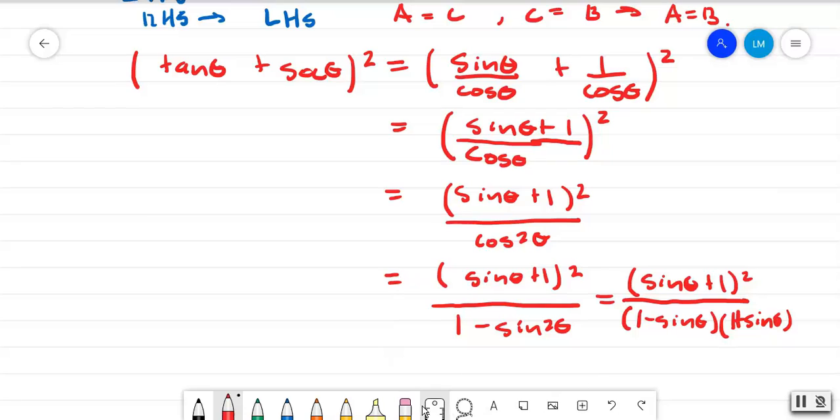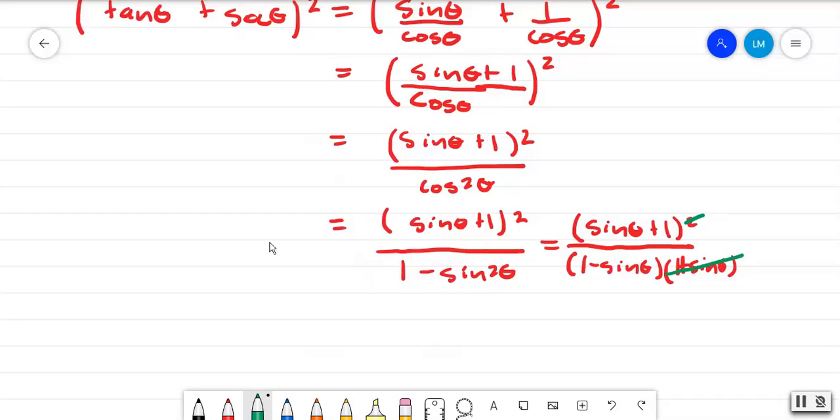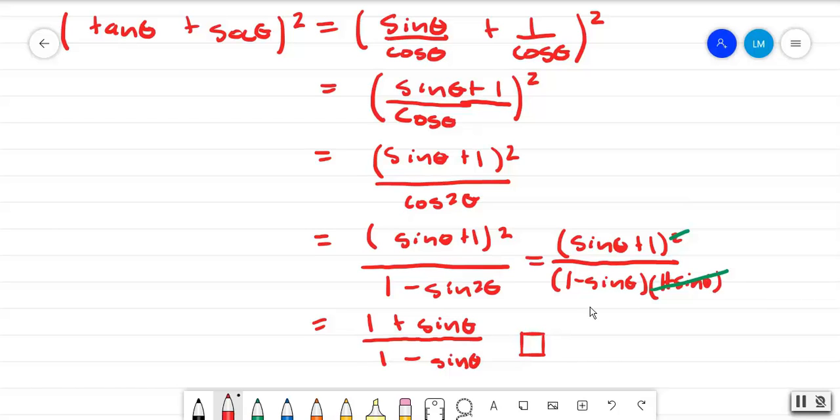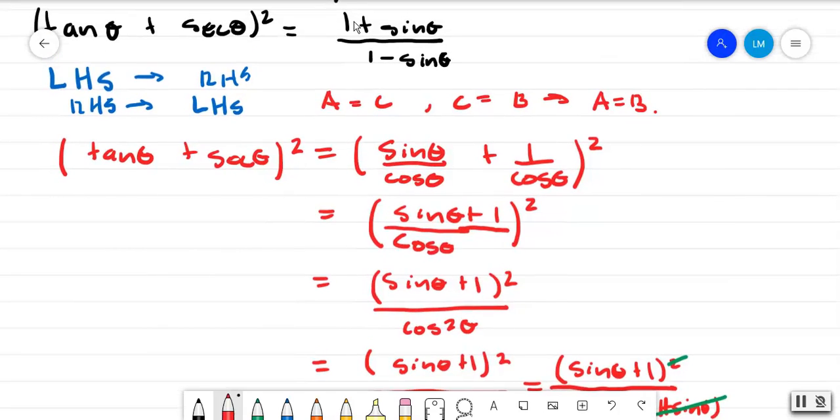Well, it looks like one of these actually cancels out. So we have that cancels out and that cancels out. What gets left behind on the right-hand side is 1 plus sine theta all divided by 1 minus sine theta, which is everything that you needed, because you just needed to show that that was equal to that right-hand side.